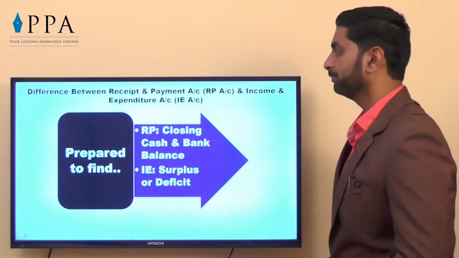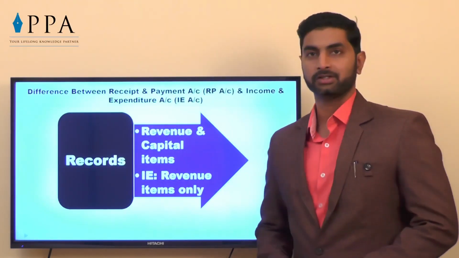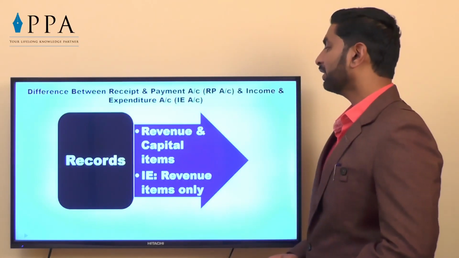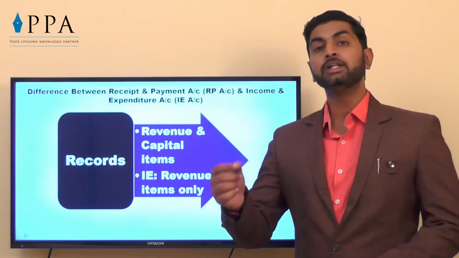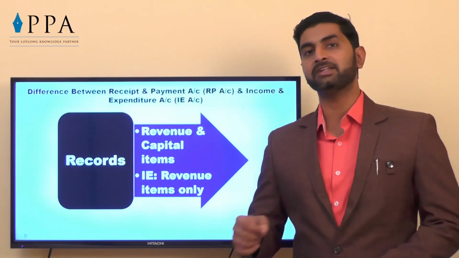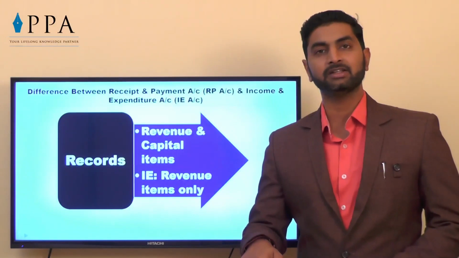Surplus or deficit. Next point, it records what? RP account records revenue and capital items both. That means if any loan is taken, it's a capital item, it is not a day-to-day item, it is also recorded in the receipt side.